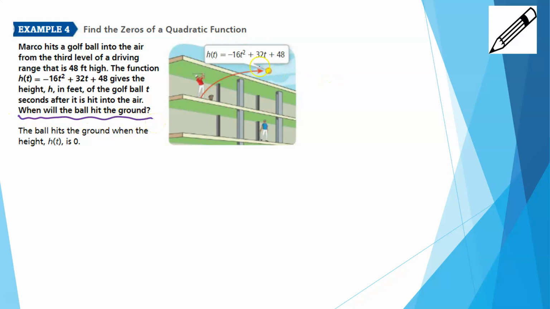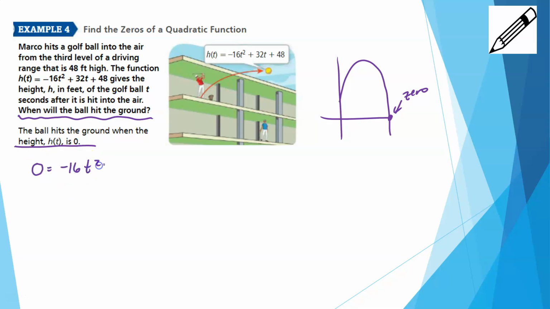Okay, so again, if we were to graph this on a graphing calculator, which we're not going to do, you'd be hitting it from here and it would be landing over here. So we are trying to find this zero, but today we're going to learn how to do it by hand. In order to do that, it says right here, it's when the height is 0, which means I want to take this quadratic and set it equal to 0. And now we're going to solve the quadratic by using what we learned yesterday.